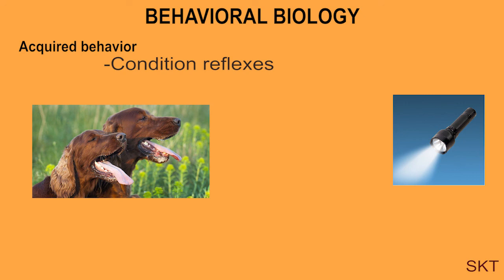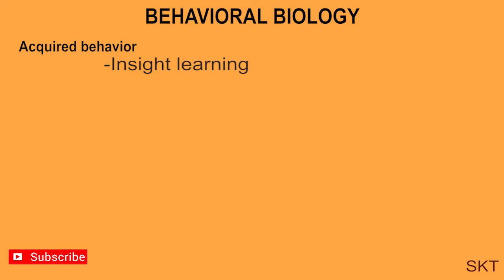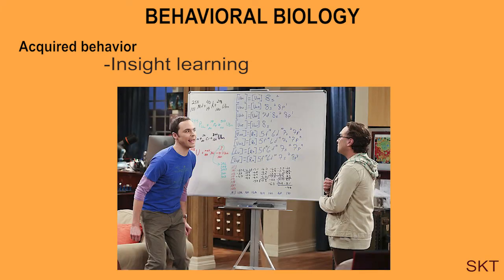The fourth acquired behavior is insight learning. It is considered the highest form of learning, in which the animal learns to solve problems very rapidly even without prior experience. It is a capacity to develop concepts. An example of insight learning is an experiment conducted by a scientist. In his experiment, he used a chimpanzee.